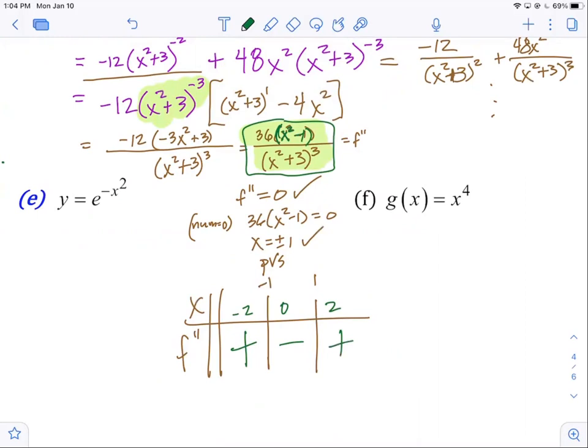So we can just tie up all the loose ends. Are both of the pivotal values actual inflection values? Yes. And we would justify by saying f double prime changes from positive to negative. If we listed intervals of concavity, negative infinity up to negative 1, union 1 to infinity would be concave up. And then between negative 1 and 1 will be concave down.